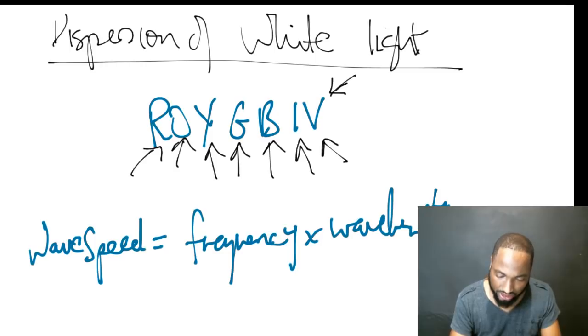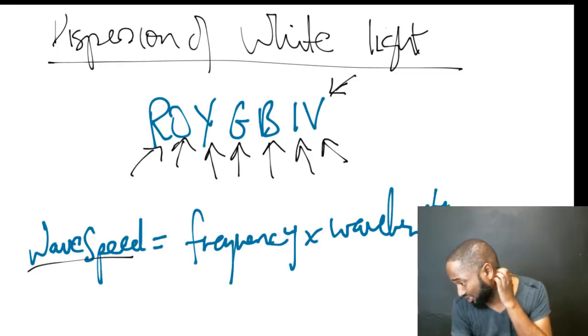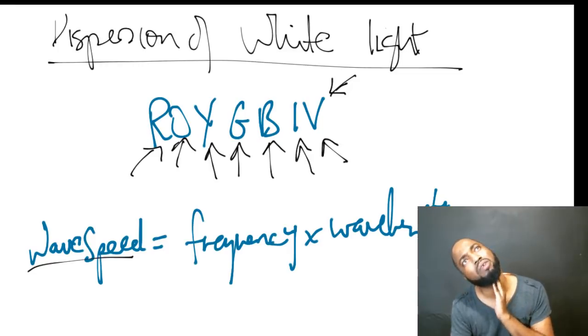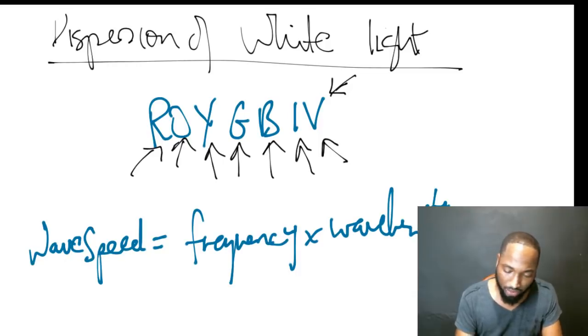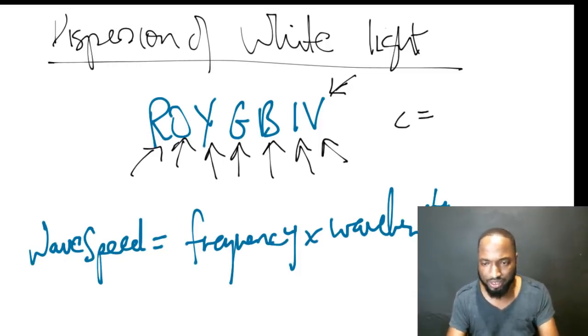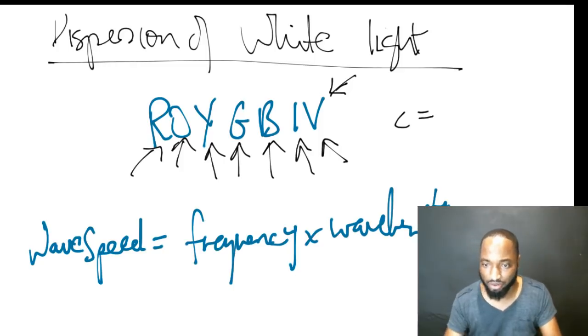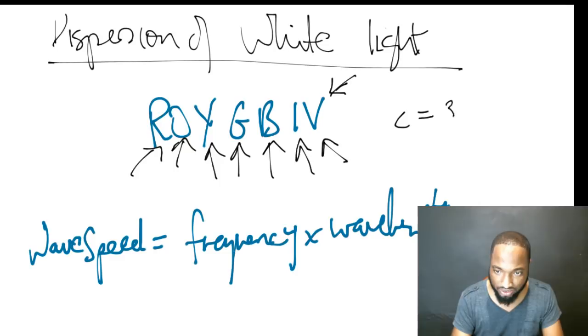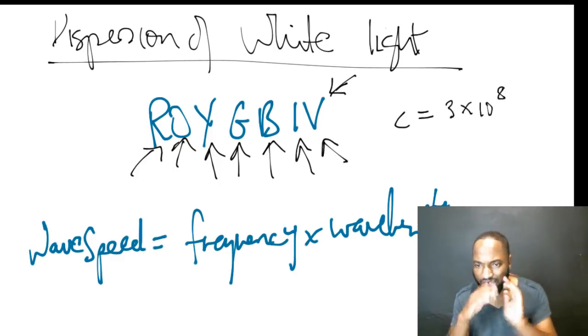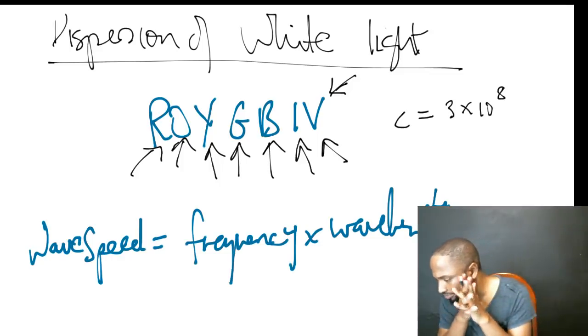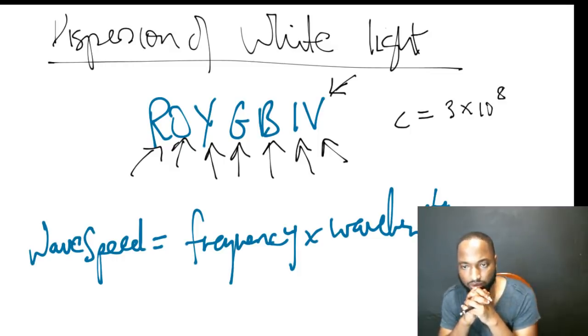So this has the highest frequency. All of them have the same speed. So just now, when you were asking which one is the fastest and which one is the slowest, all of them travel at the same speed, by and large, right? In a vacuum, all of them have the same speed. And what is the speed? 3 by 10 to the power of 8. So there's no fastest or slowest here.